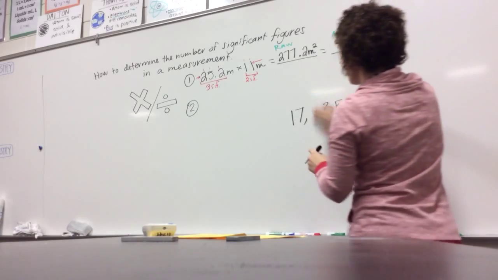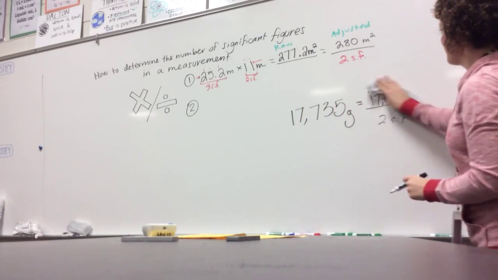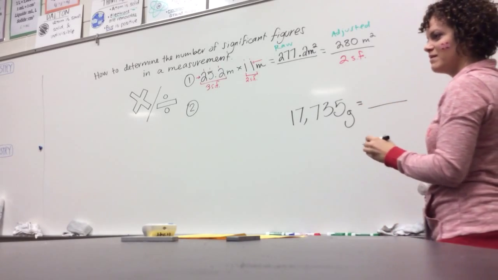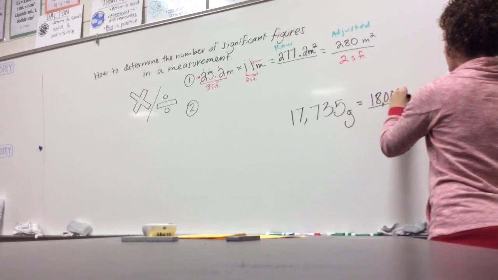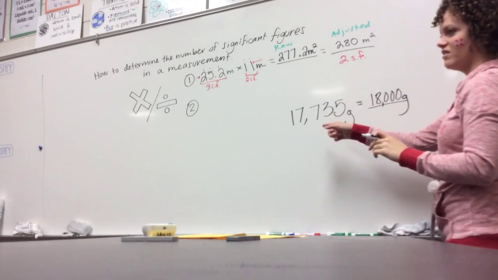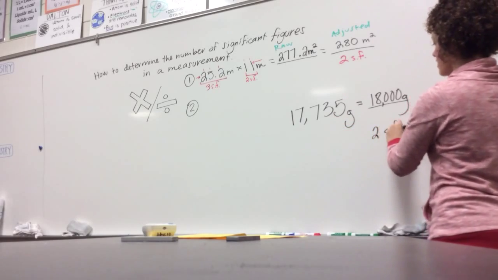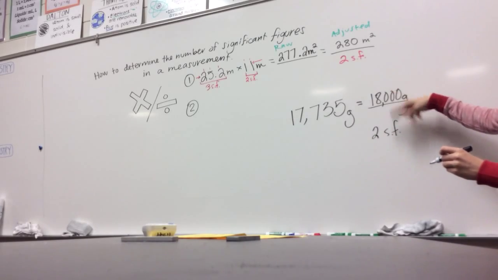Now what if this would change though to a 7? I'm hearing some 18,000 rather than 17,735. Because you only want 2, I told you here, I only want 2 significant figures. And so you would write this as 18,000.